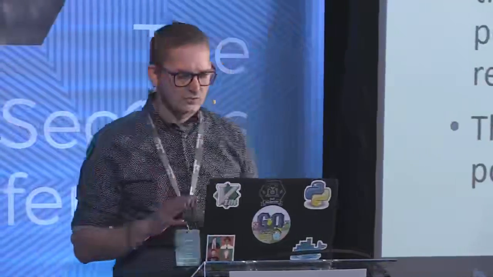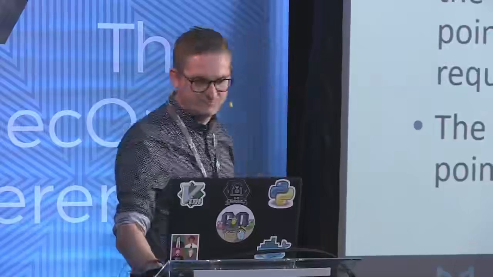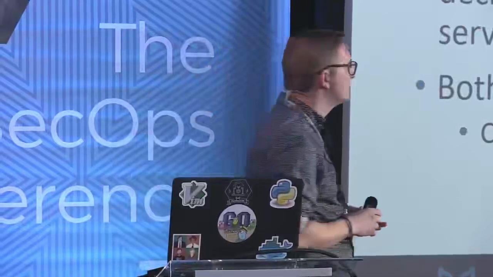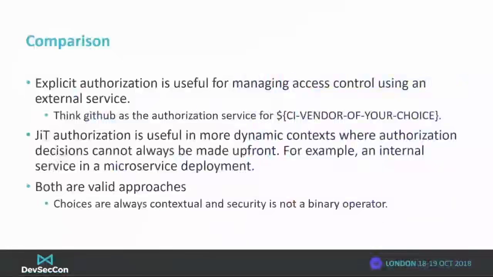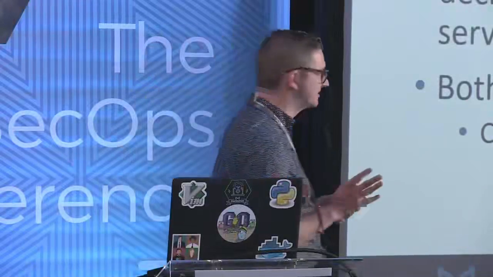So they're two slightly different models, but it's quite interesting to understand the two and where you might want to use them. If we compare them, explicit authorization is a really useful thing when we are asking an external entity whether we can perform a task, or whether we're trying to allow a service to perform on our behalf. Just-in-time authorization is useful when we've got far more dynamic context and where perhaps our application or client doesn't know the scope of the authorization it will need throughout its lifetime. Both are valid approaches, but they're subtly different in where you might want to apply them.